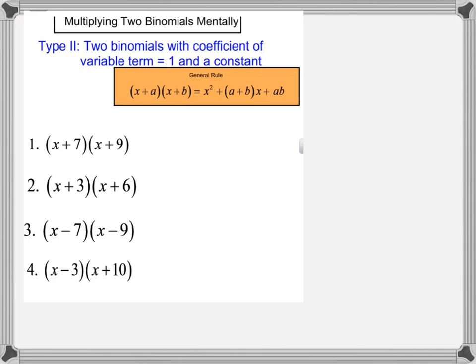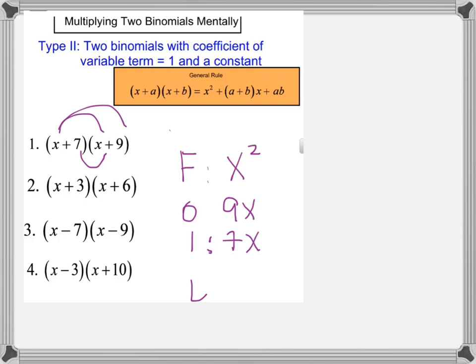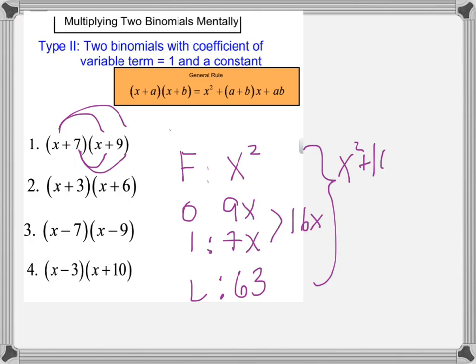So this one, you may have noticed when we were FOILing things out. So let's use FOIL for a minute here. We would use x times x is x squared, x times 9 is 9x, 7 times x is 7x, and 9 times 7 is 63. We added those two middle terms together, and so our answer was x squared plus 16x plus 63.